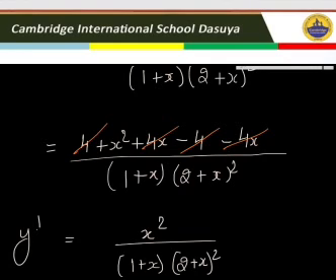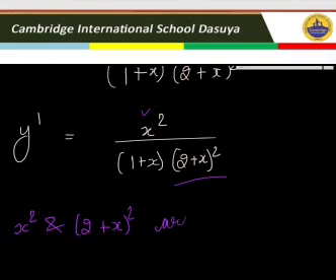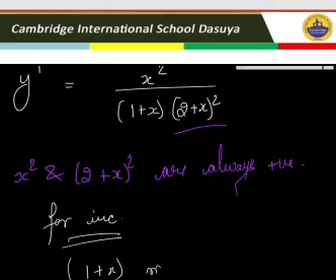So here, see the fraction very carefully. Now we have to find the critical point, that is x square, and this is (2 plus x) whole square. So x square and (2 plus x) whole square are always positive, because whole squares are always positive. So this is always positive. So again the working depends upon x plus 1 for increasing. 1 plus x must be positive. Fine, must be positive.